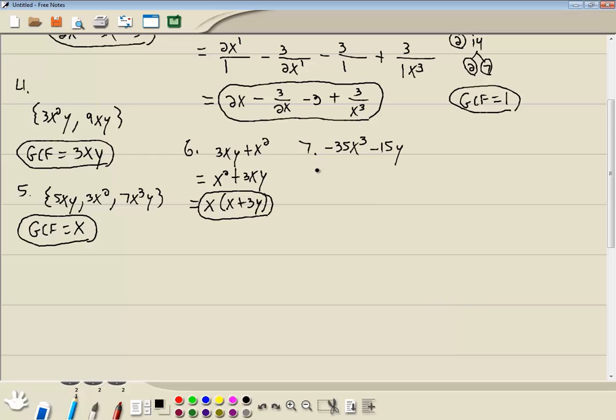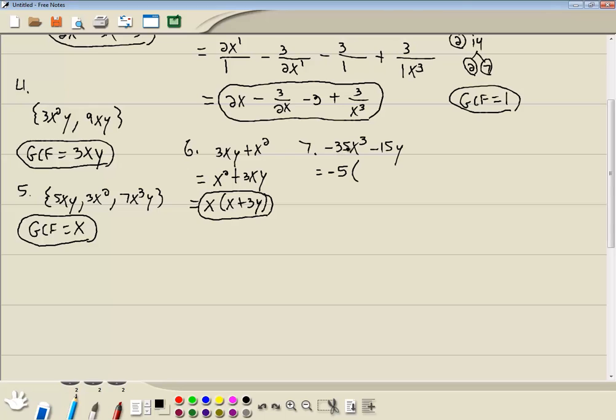First off, the first term is negative, so I know I'm going to bring a negative out. This is what we had. One of our notes says if your first term is negative, bring out a negative. Now, 35 and 15, I'm looking for the largest number that divides into both of those, which would be 5. Now, this has x's, but this one doesn't. This one has y's, but this one doesn't. So the variable y's, they have nothing in common.